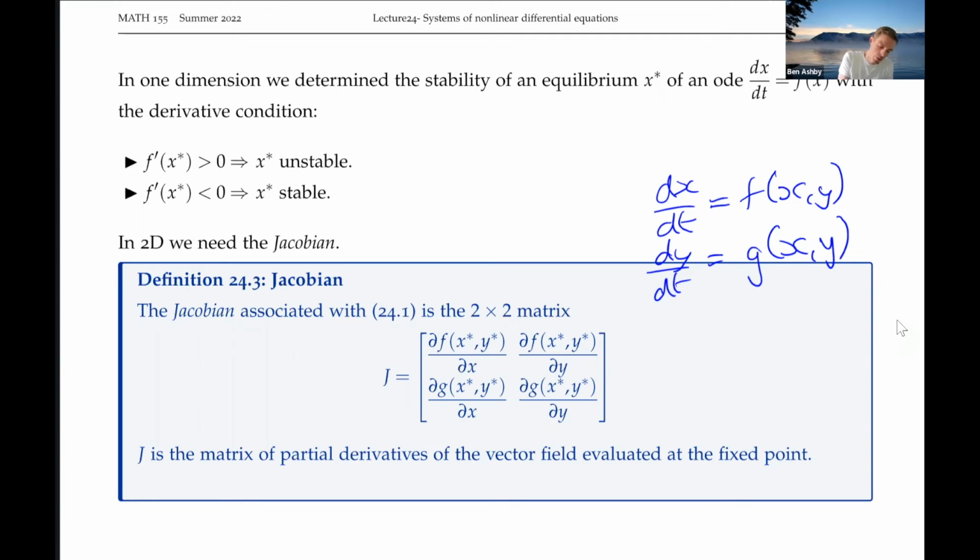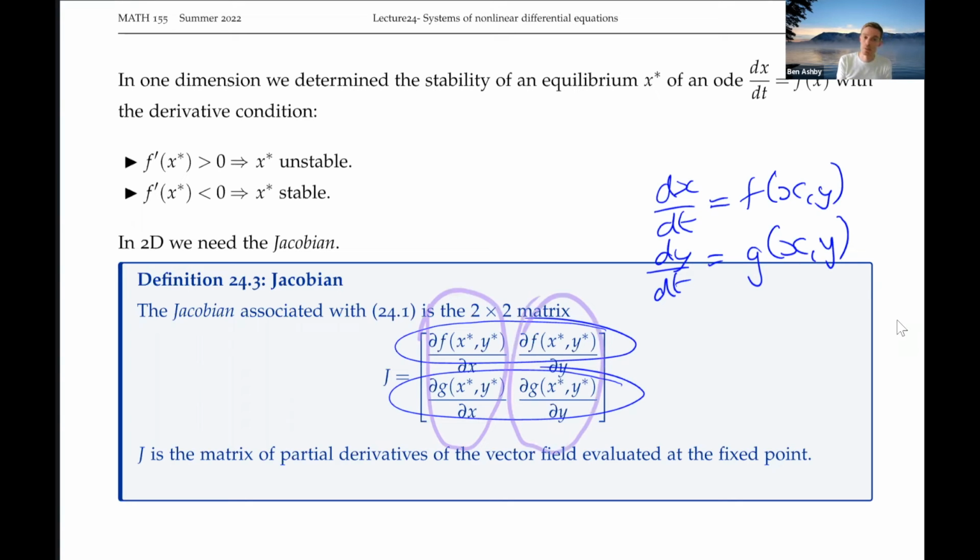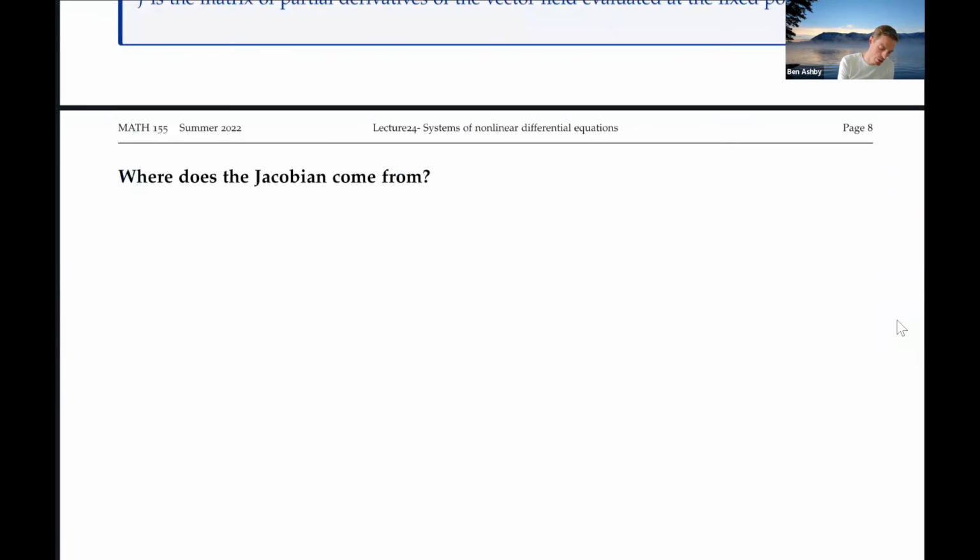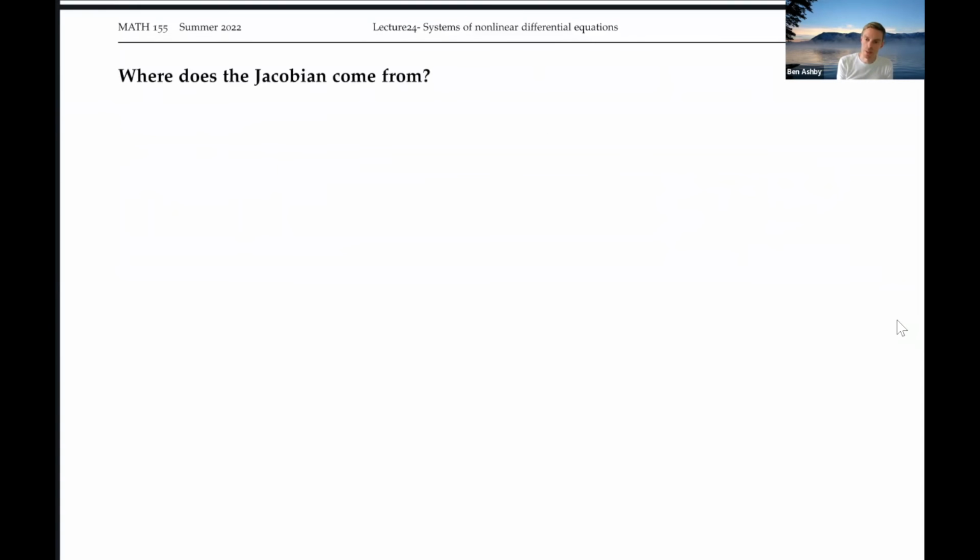So on the top row we have the partials of f, and the bottom row are the partials of g, and in the left column these are taken with respect to x, and in the right column they're taken with respect to y. So this matrix tells us about the stability at our equilibrium. So why is that the case? Where does this Jacobian come from, and why does it tell us about the stability?